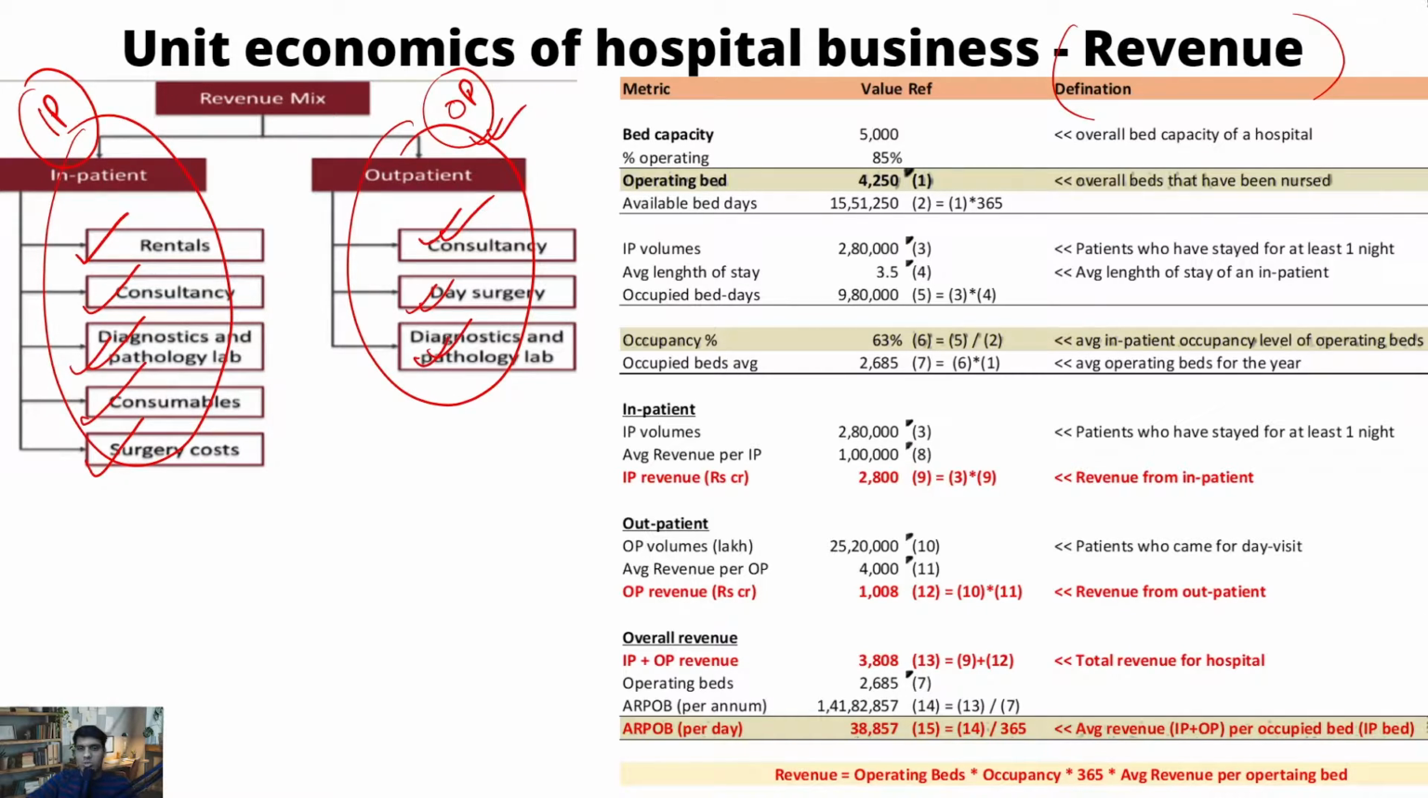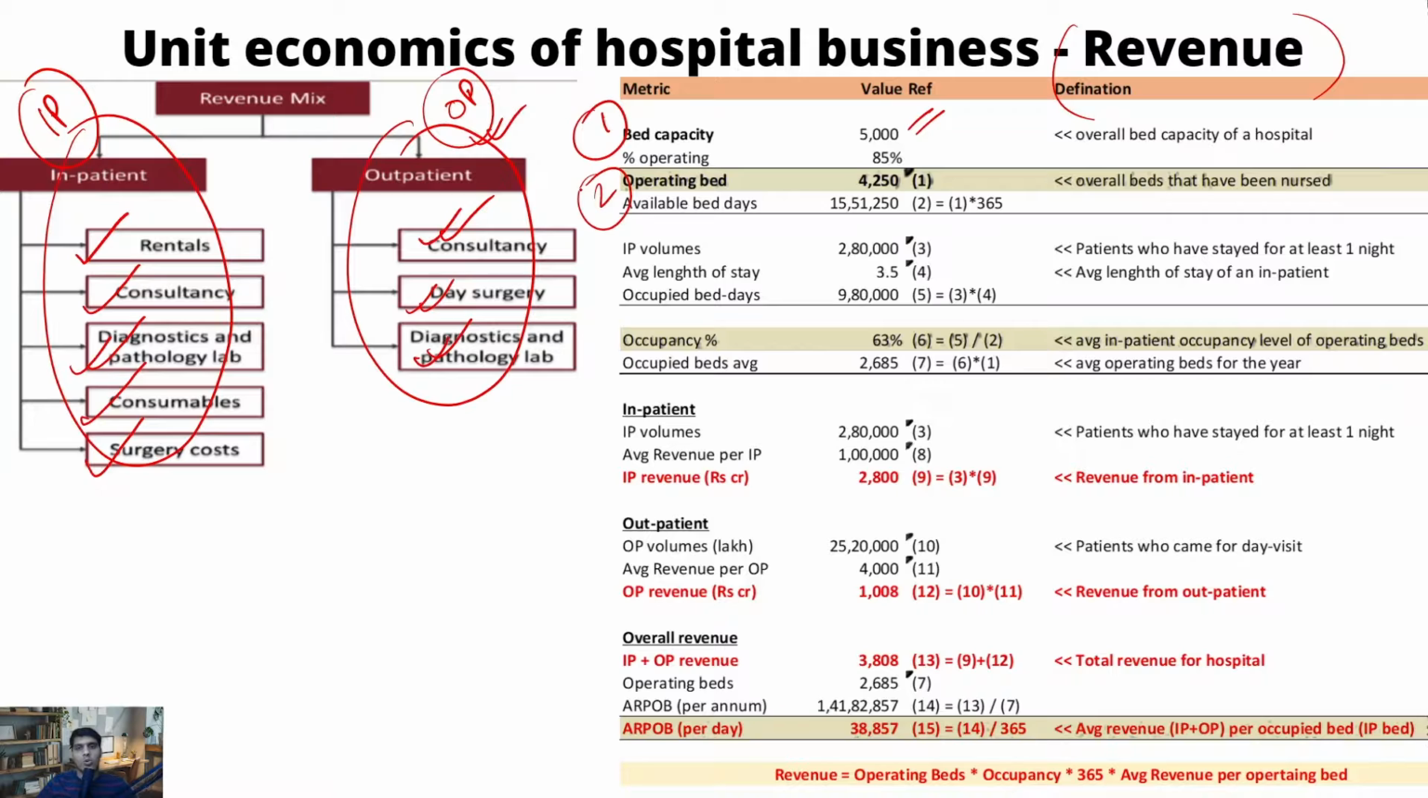Now, to understand the economics of a typical hospital, let's assume a 500 bed capacity. What is the bed capacity? Bed capacity is, if I am building a building, then in that building, maximum how many hospital beds can I accommodate? That's 500 as a number.